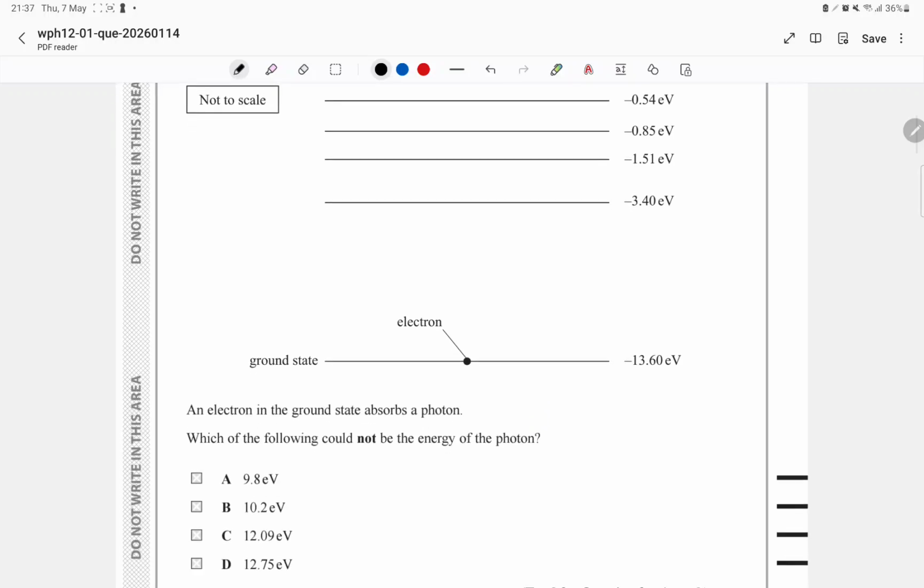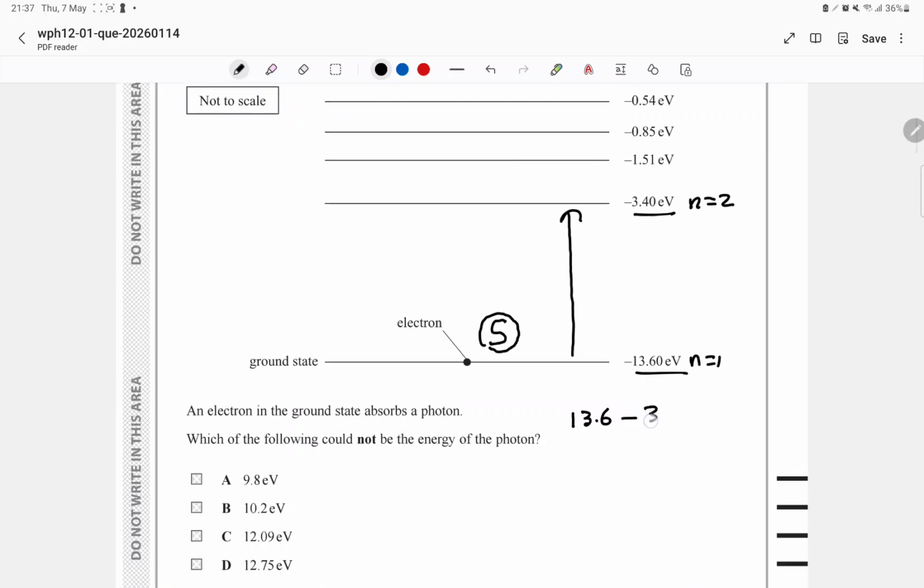Alright, here it says an electron in the ground state absorbs a photon. Which of the following could not be the energy of the photon? For the electron to absorb it, the photon must have exactly the right amount of energy, which is the difference between the energy levels of the transition. So if it transitions from n equals 1 to n equals 2, it will absorb a photon with 13.6, that's the energy it has at n equals 1, minus 3.4, that's the energy it has at n equals 2.